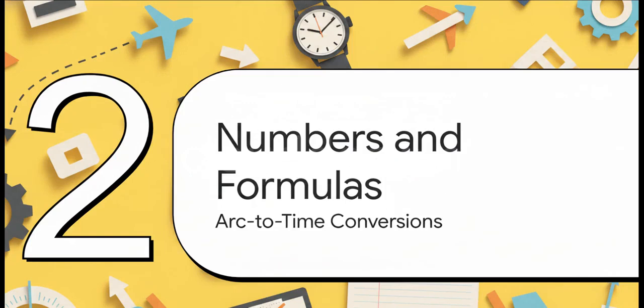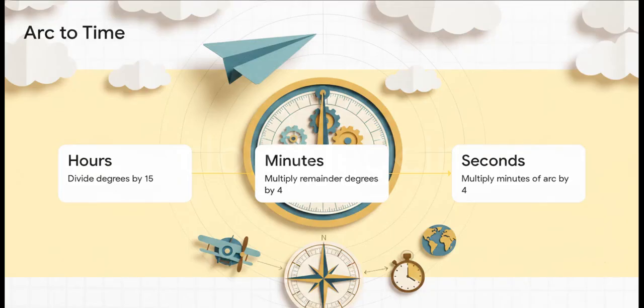All right, moving right along to Section 2, the numbers and formulas. Let's hit the whiteboard and tackle the exact calculations you need to pass. Our first vital skill is converting angular arc into time. It's just a 3-step process. Step 1, divide your total degrees by 15 to get your hours. Step 2, take whatever remainder degrees you have and multiply them by 4 to get minutes. And Step 3, multiply any minutes of arc by 4 to get your seconds.